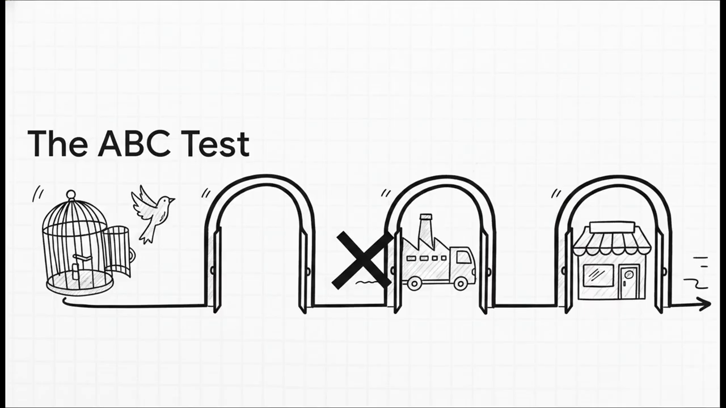Prong A, they are free from your control. Prong B, they perform work outside the usual course of your business. And prong C, they have an independently established trade. Prong B is usually the absolute hardest hurdle for a business to clear. Think about it. If you run a delivery business and you hire a quote-unquote 1099 delivery driver, you instantly fail prong B because driving is the very core of your business.